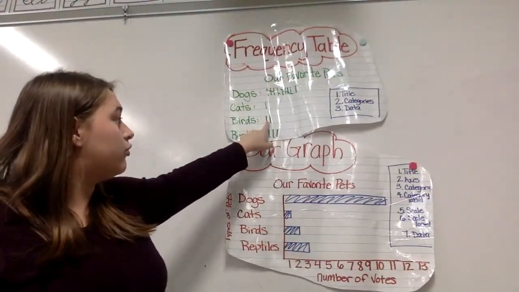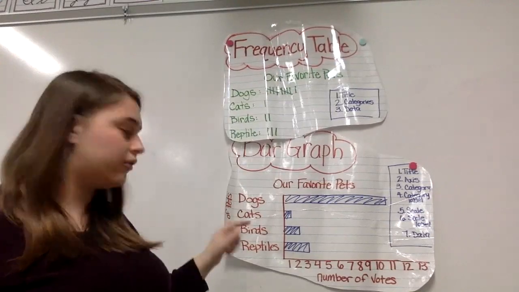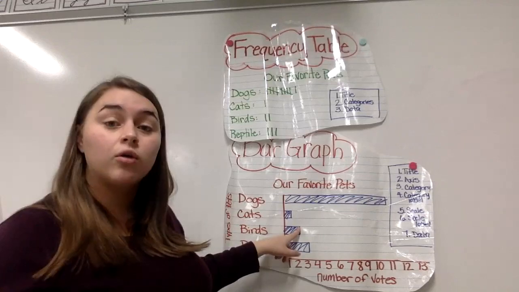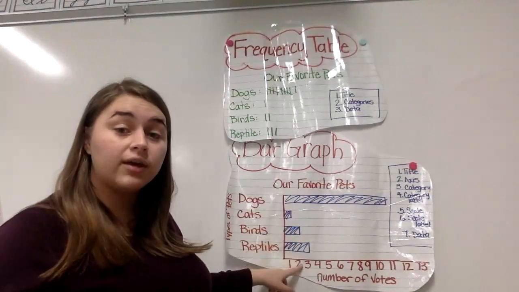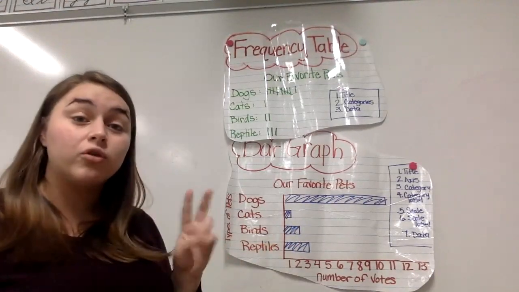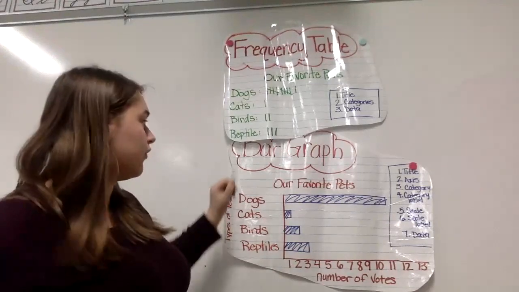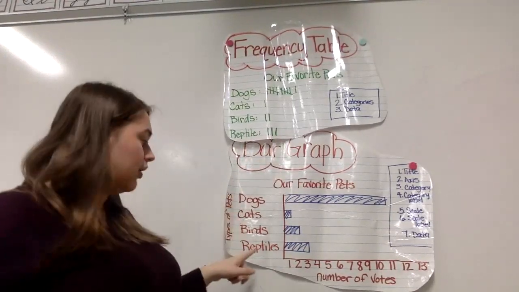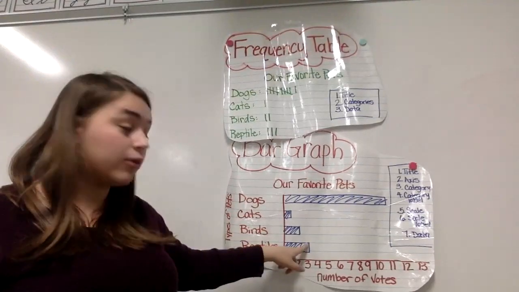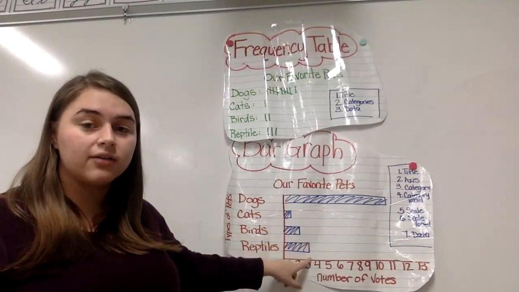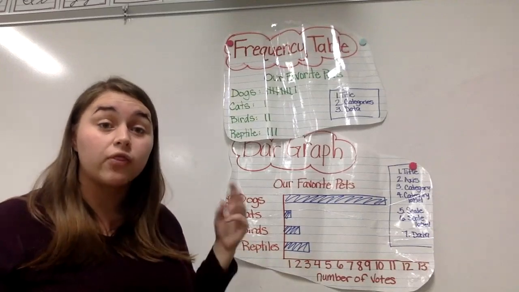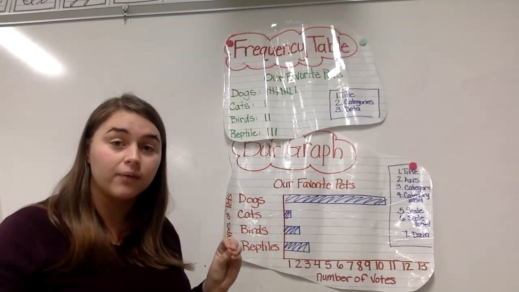Then birds, two people voted for birds. So we'd find birds, draw our bar over until we get to 2. And that shows 2 people voted for birds as their favorite. And lastly, 3 reptiles. Again, we would draw our bar until it hits the 3 down here on our scale to show that 3 people voted reptiles as their favorite.